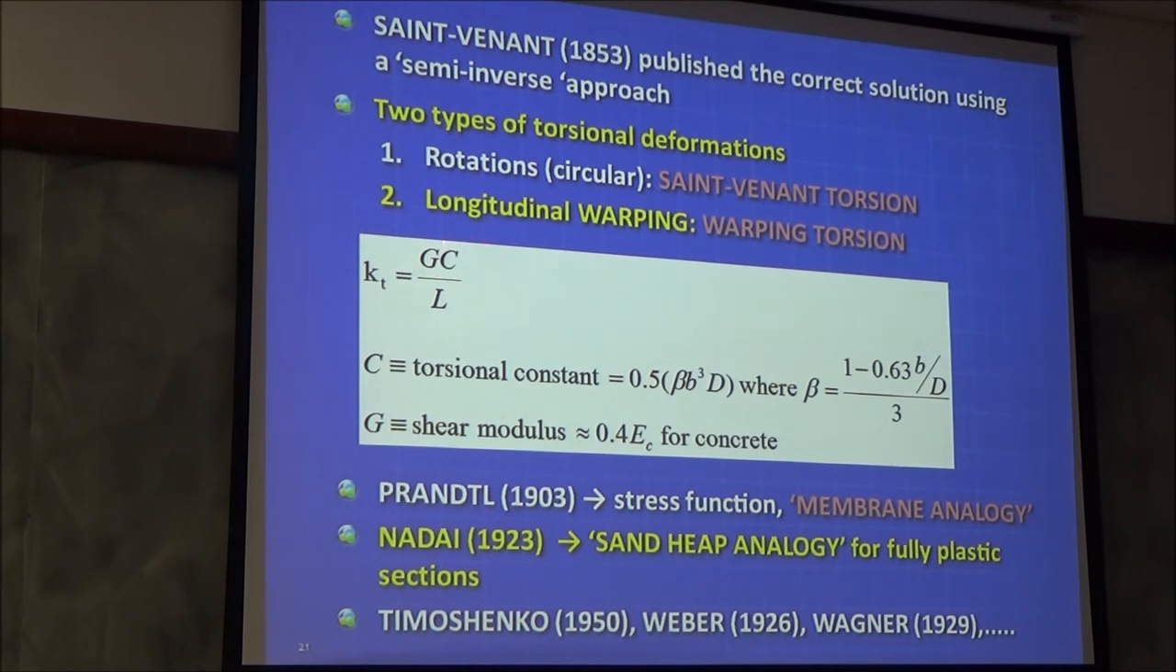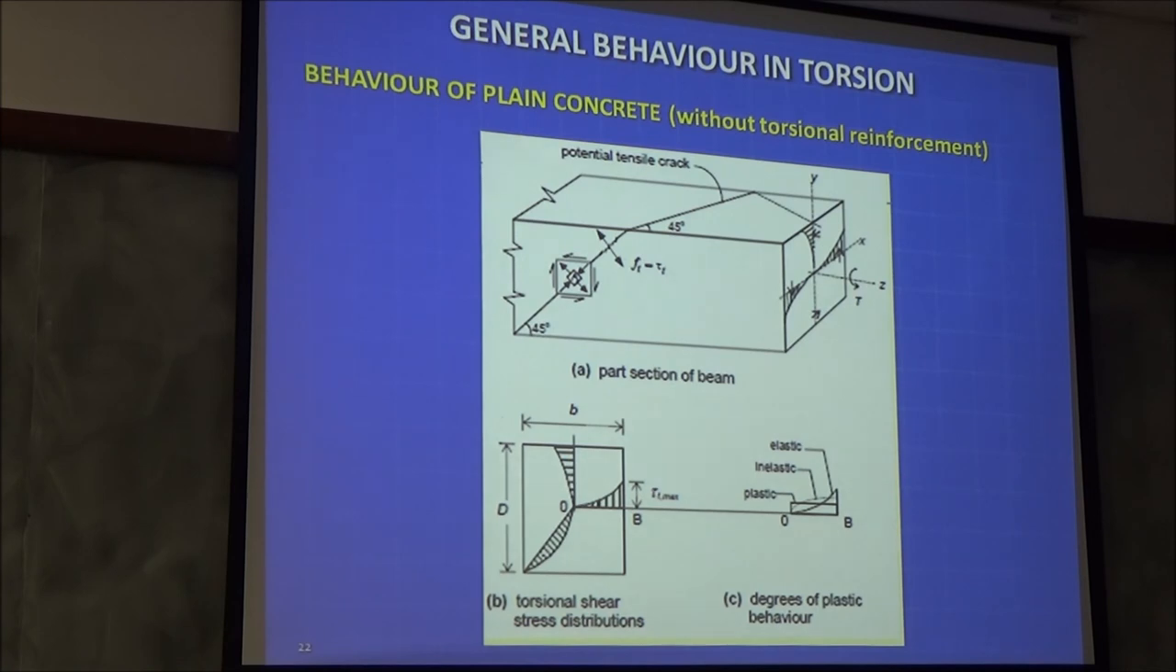But we like to take care to note that concrete cracks after torsion, torsional cracking, and its stiffness degrades. So if you really want to do it more accurately, you should not take the full G, you should take some fraction of that G. Okay, there's one more theory that is very interesting. It's called the sand heap analogy. Does anyone know about the sand heap? Nadai's sand heap analogy, which is something we will look at shortly.